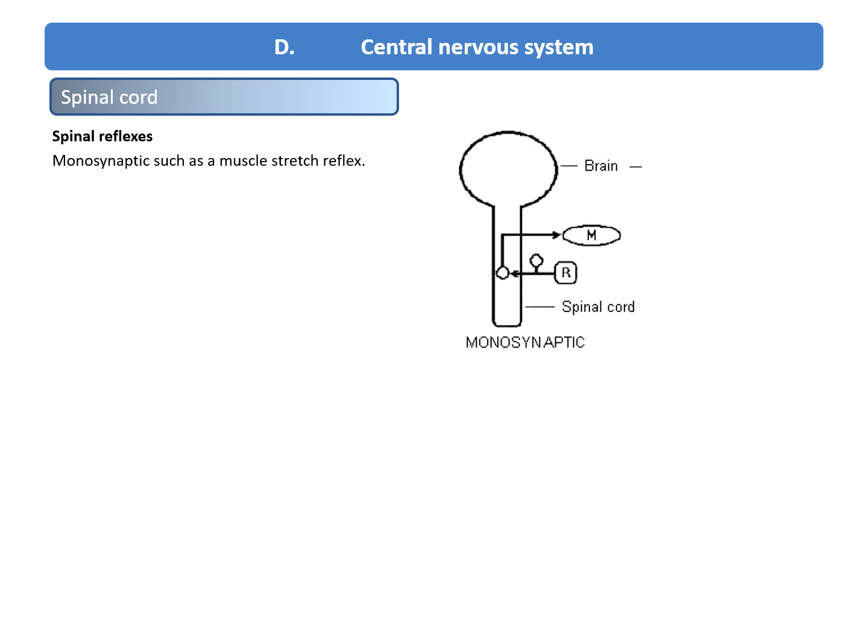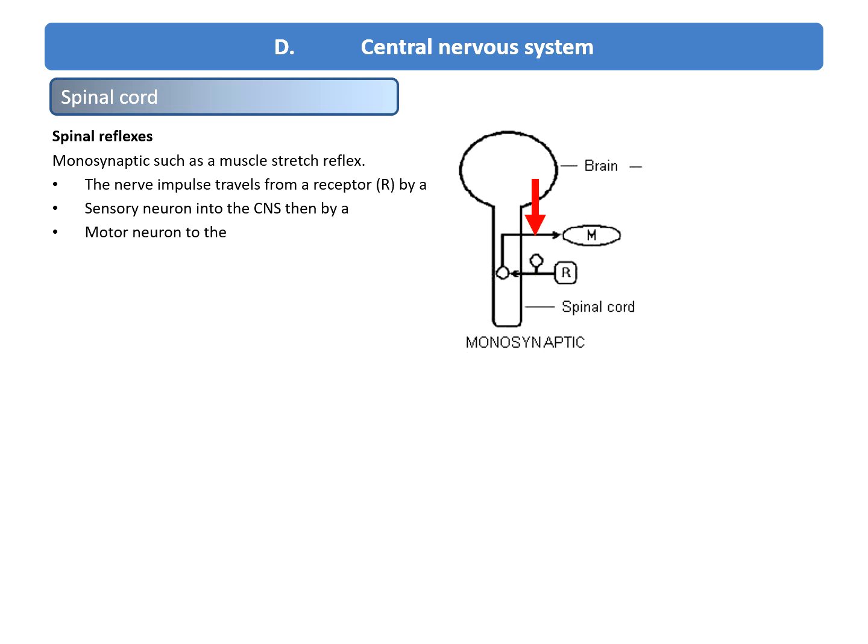One type of spinal reflex is a monosynaptic reflex. An example would be the muscle stretch reflex. The nerve impulse travels from a receptor, R, through a sensory neuron into the spinal cord, into the central nervous system, and out from the central nervous system in a motor neuron to the muscle.